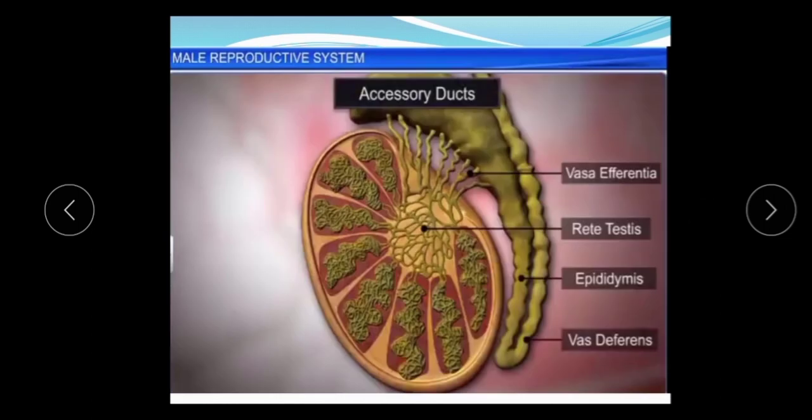We have discussed the male reproductive organs, that is the gonads, and now we'll talk about the accessory ducts. The male sex accessory ducts include the rete testis, vasa efferentia, epididymis, and vas deferens. The seminiferous tubules of the testis open into the vasa efferentia through the rete testis. The vasa efferentia leave the testis and open into the epididymis, which is situated behind the testis.